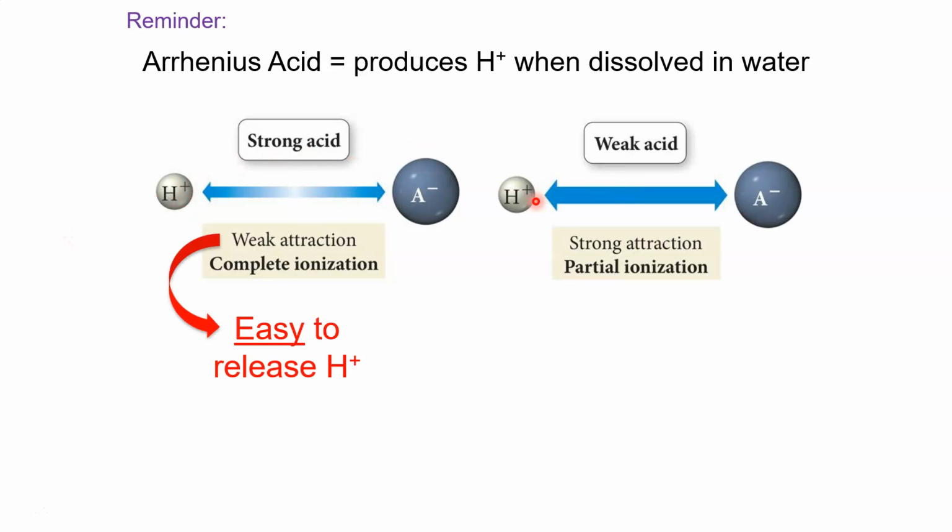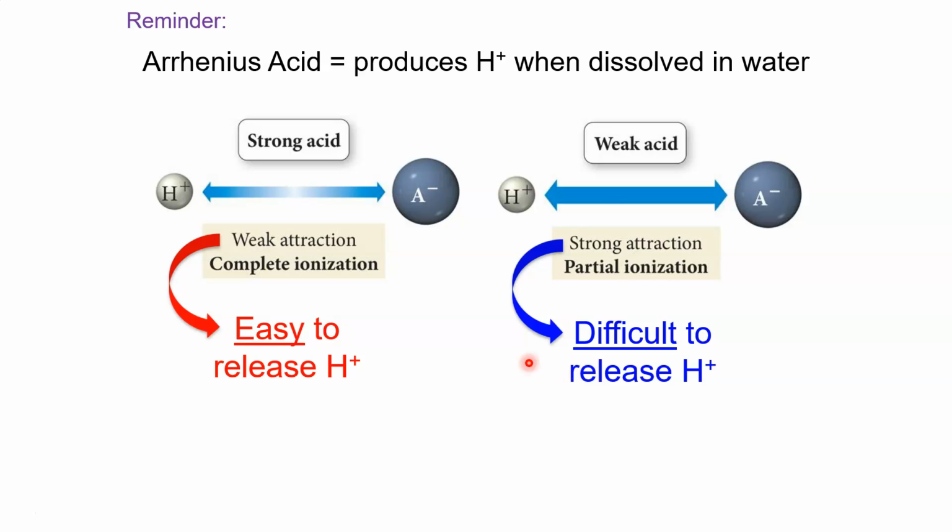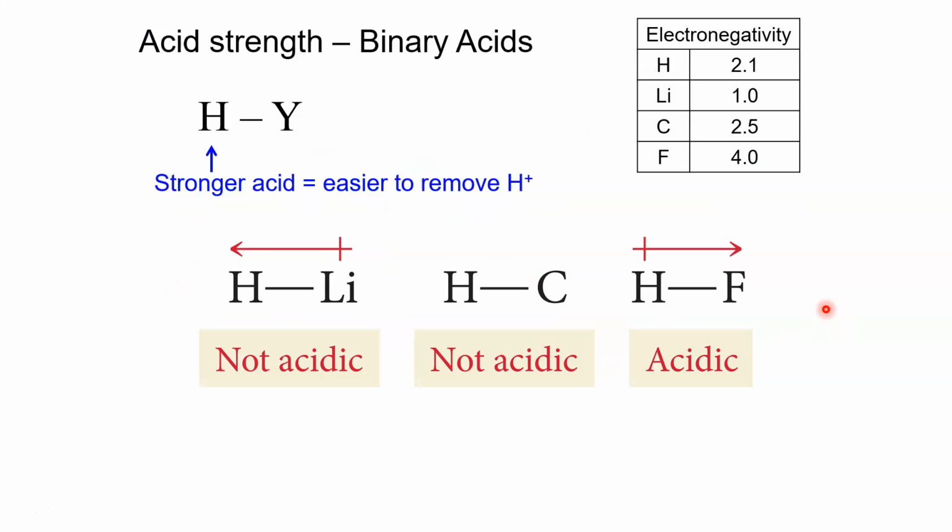With a weak acid, there's a stronger attraction, so there's only partial ionization. The more difficult it is for the conjugate base to let go of the proton, the H+, the weaker the acid is. So let's look at some binary acids. Remember, binary acids have just an H and then one other thing. And so the stronger the acid, the easier it is to remove the H+.